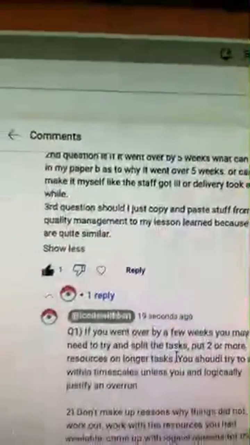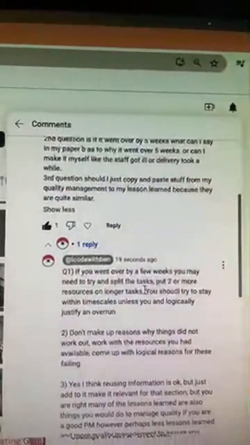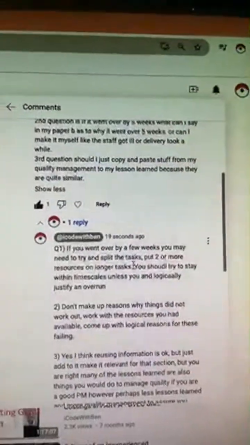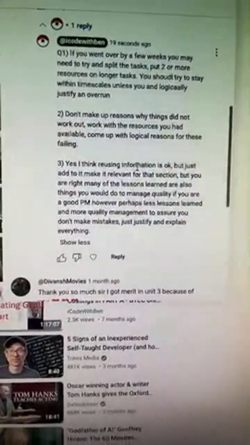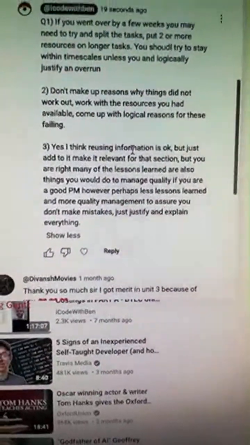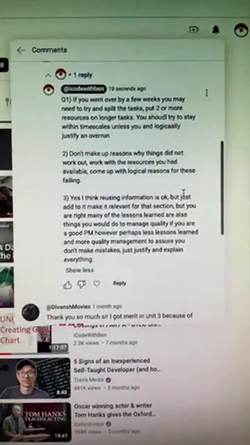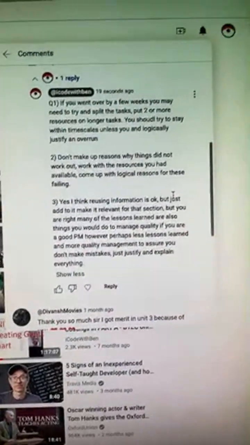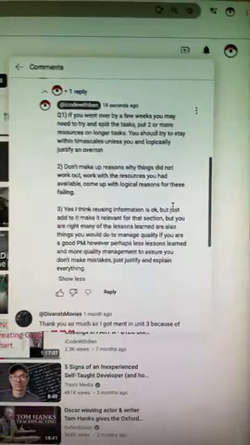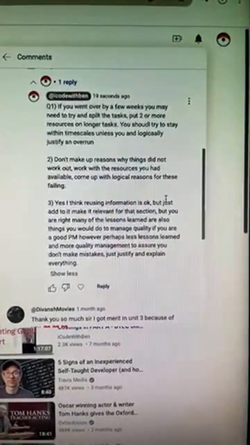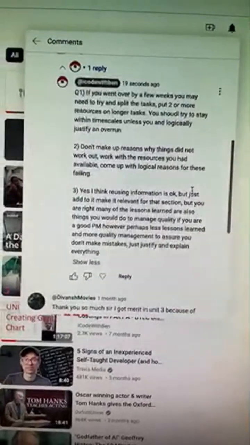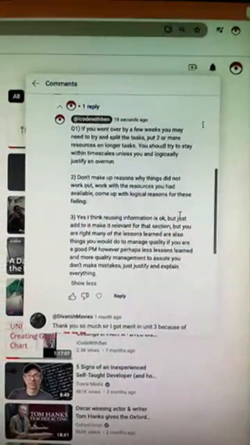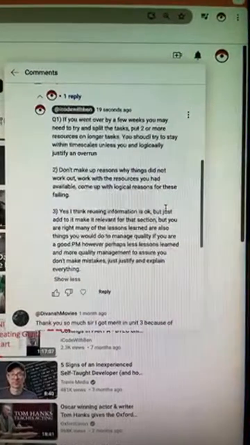His last question is, should I copy and paste stuff from my quality management to my lessons learned because they are quite similar? I think reusing information is okay. I've copied and pasted a lot of what I've written before into other sections, and other students I've taught have done that and got really good marks. But just make sure the information you are copying is relevant for the section you're copying it into.